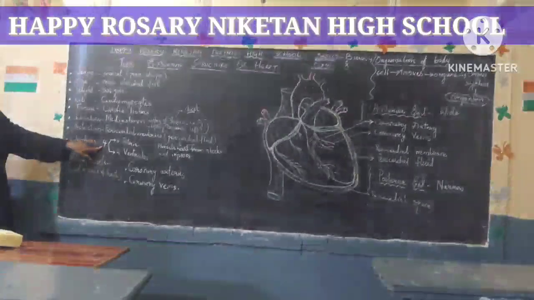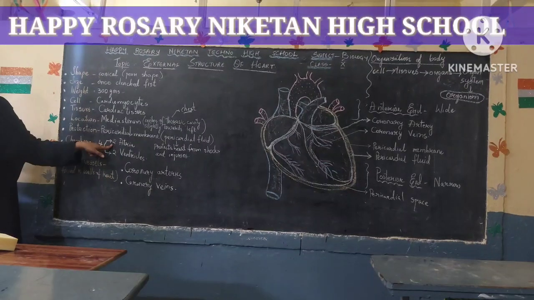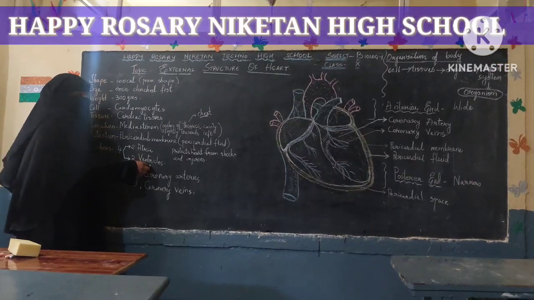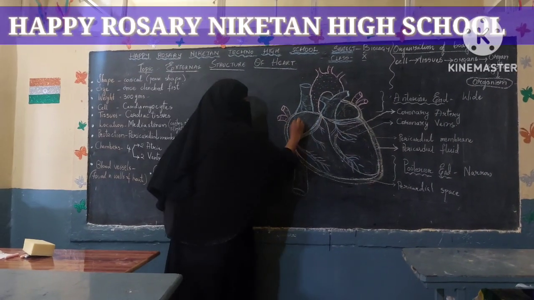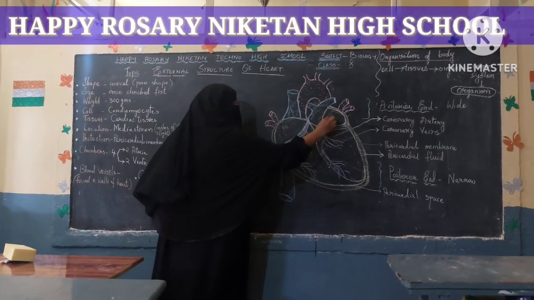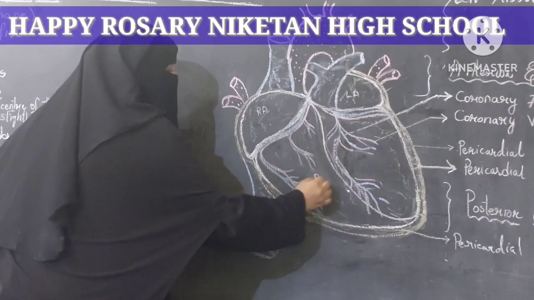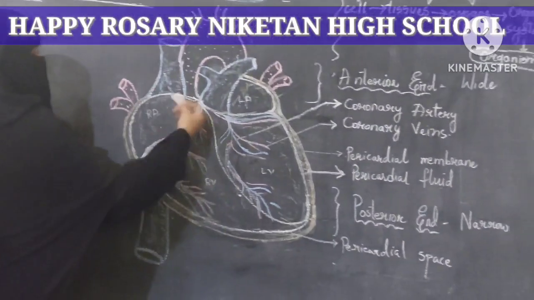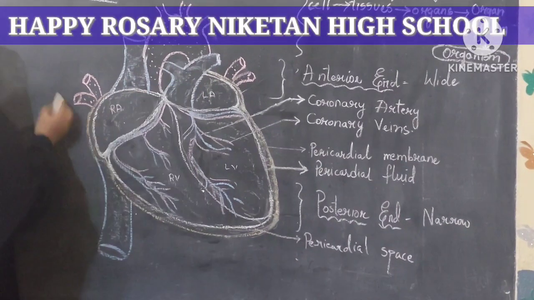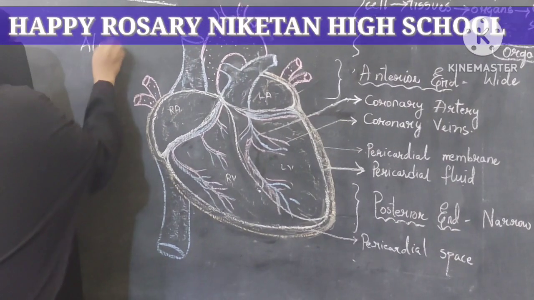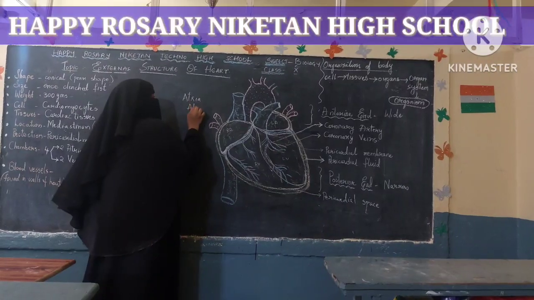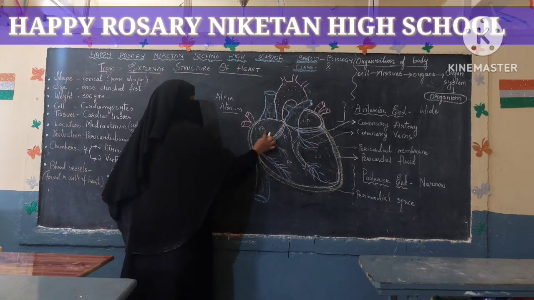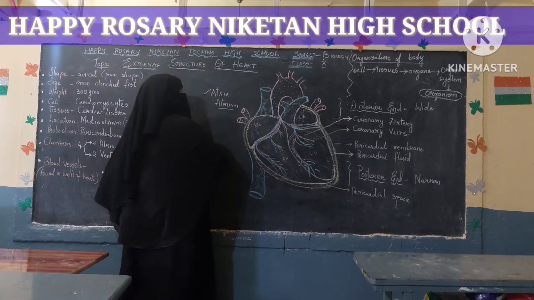Now what are those 4 chambers? The upper 2 chambers are collectively called atria, whereas the lower 2 chambers are called ventricles. So here are the 2 atria, that is the right atrium and left atrium. Similarly, right ventricle and left ventricle. So there are a total of 4 chambers of the heart. The upper 2 chambers are called atria, or atrium. Atrium is singular, one single atrium. If we collectively call these 2 atrium, we call them atria.